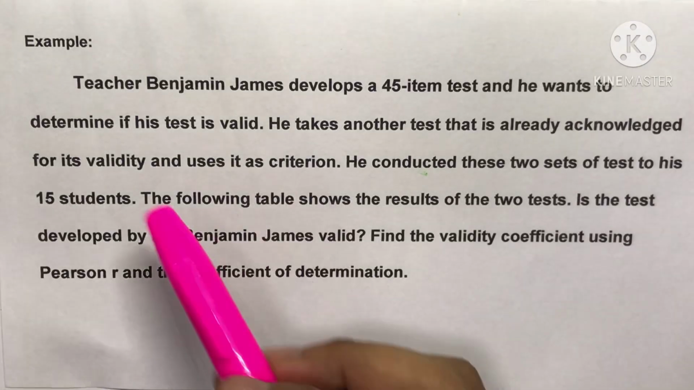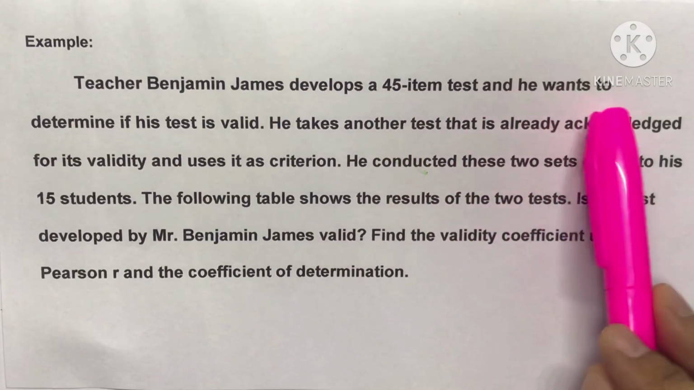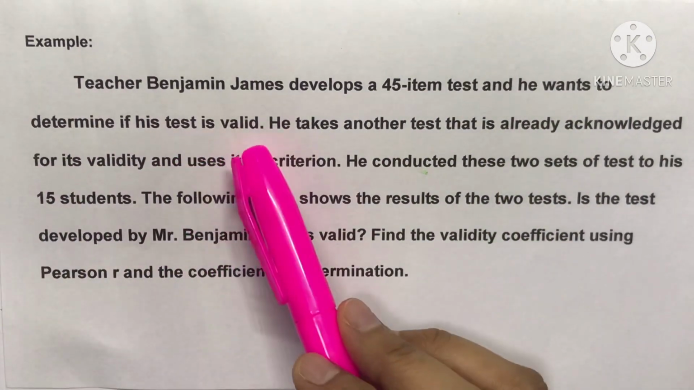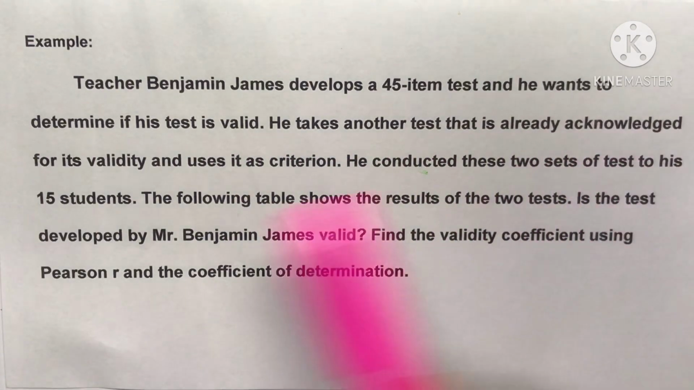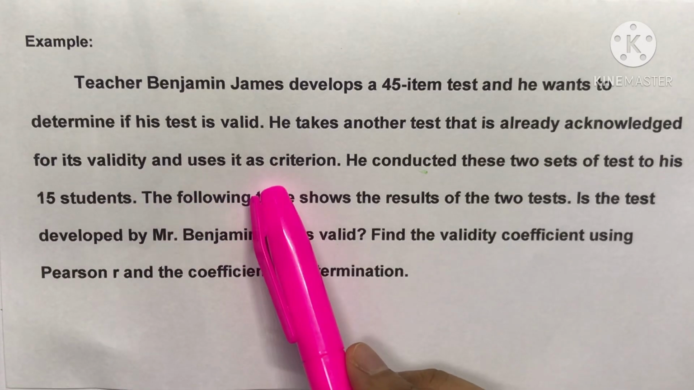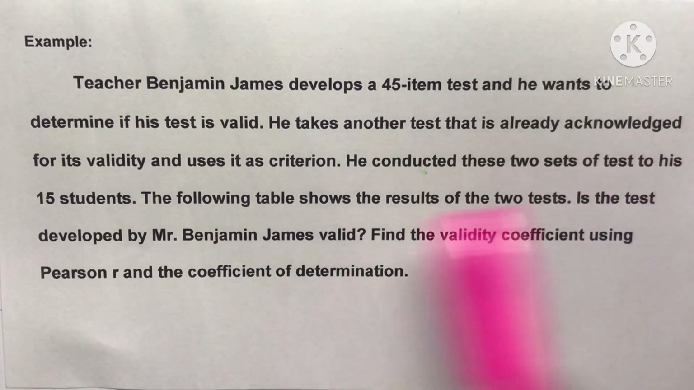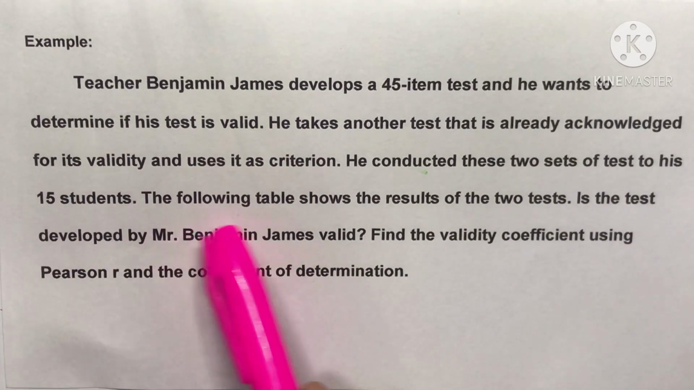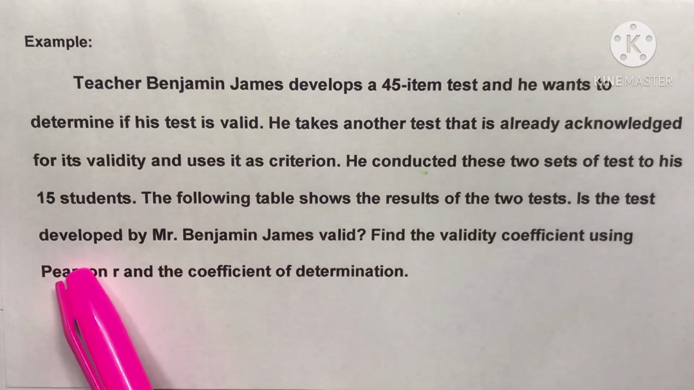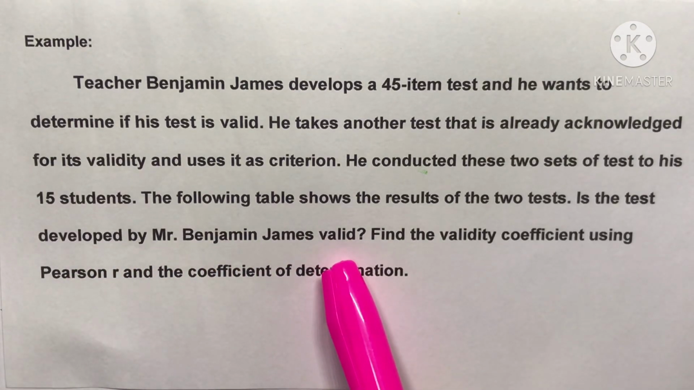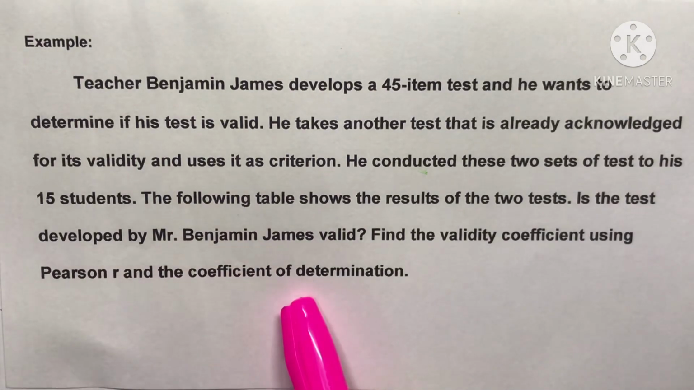So we have here an example. Teacher Benjamin James develops a 45-item test and he wants to determine if his test is valid. He takes another test that is already acknowledged for its validity and uses it as criterion. He conducted these two sets of tests to his 15 students. The following table shows the results of the two tests. Is the test developed by Mr. Benjamin James valid? Find the validity coefficient using Pearson r and the coefficient of determination.